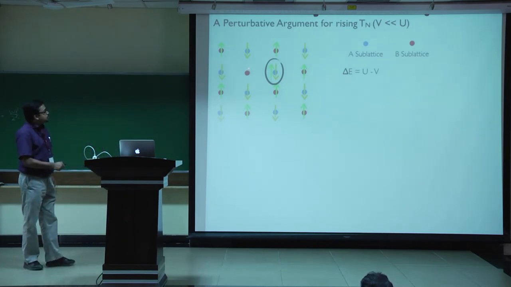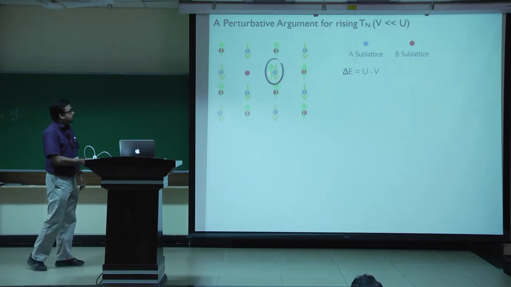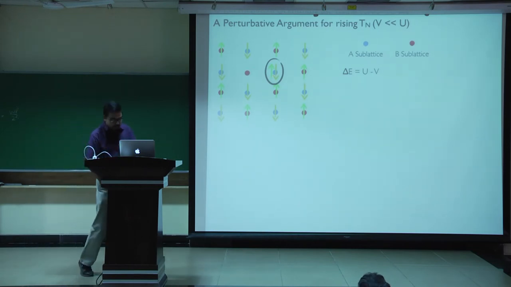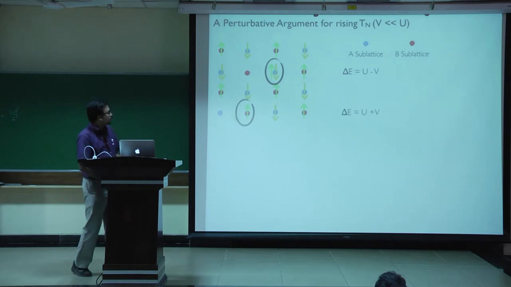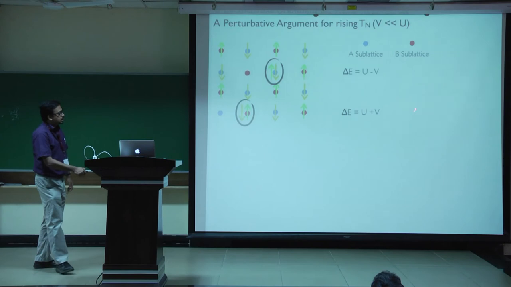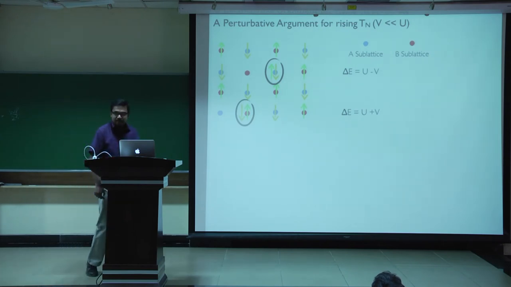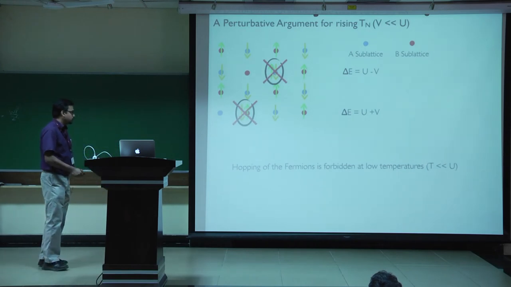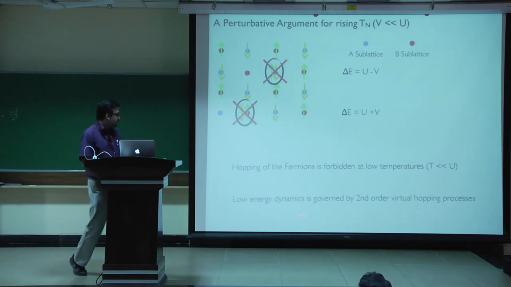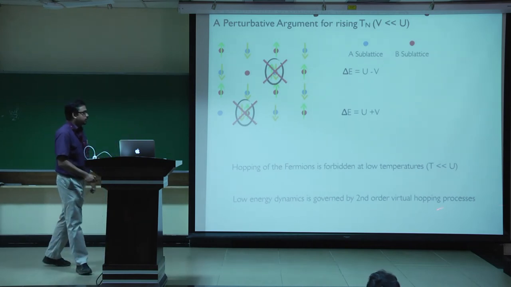Now, suppose you're moving from a B sublattice to an A sublattice. You're increasing your energy because you're forming a double occupancy, but you're gaining potential energy, so delta E is U minus V. If you're doing the reverse process, going from A to B, delta E is U plus V. But since V is small, both are forbidden, so both of the hoppings of the fermions would be forbidden at low temperatures. So low energy dynamics should be governed by the second order virtual hopping process.